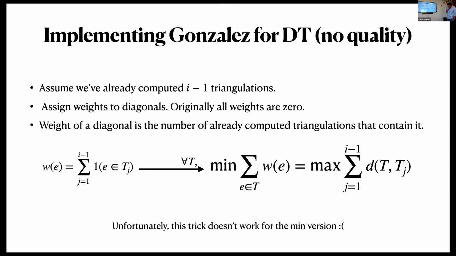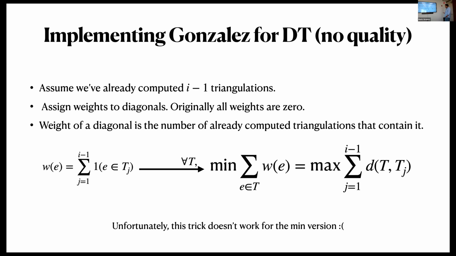So here is the solution if you don't care about quality. And this is a trick. Say you've already computed i-1 triangulations. Now to every possible diagonal in your polygon, you give a weight. Originally all weights are 0. The weight of a diagonal is how many of your already computed triangulations contain that diagonal. So this is how much this diagonal has already appeared in the previously found triangulations.